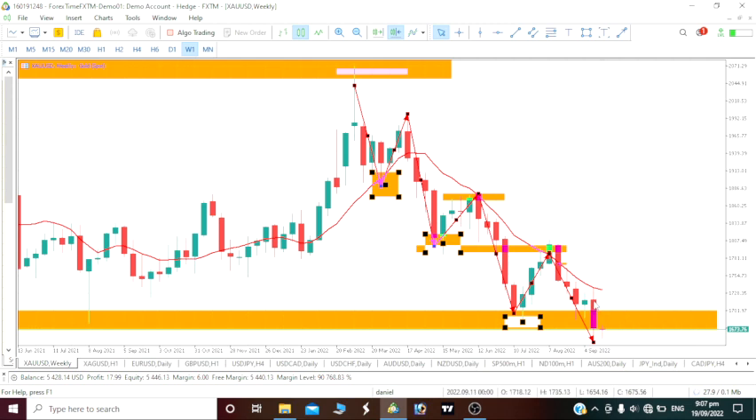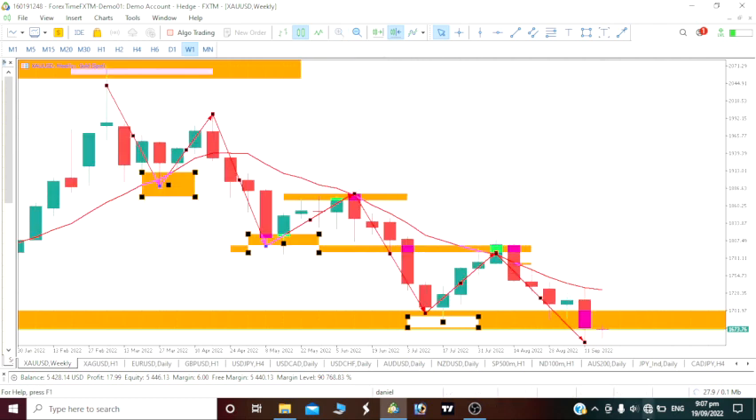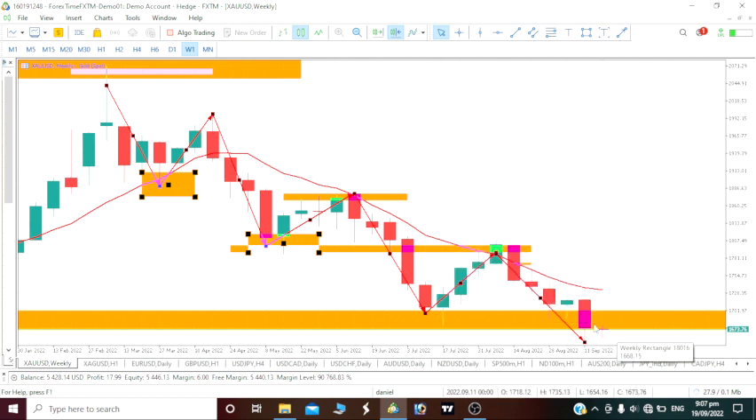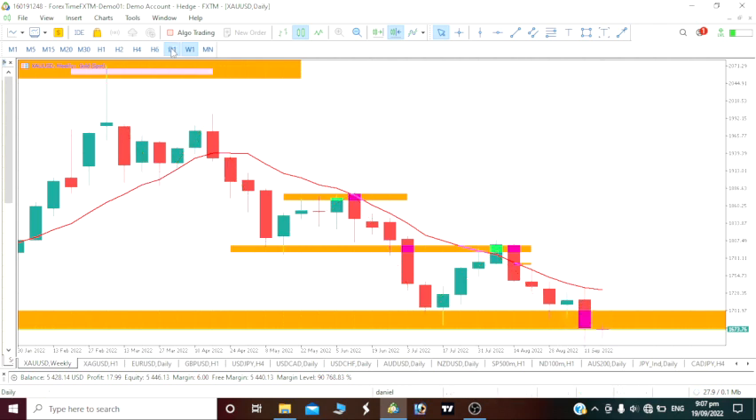On the weekly time frame aspect of it, we are still on a bearish move. We see that this drop has broken the previous lower lows. So basically, last week we had a bearish move. This week we will definitely be having a bearish move. So on the weekly time frame, we are bearish.